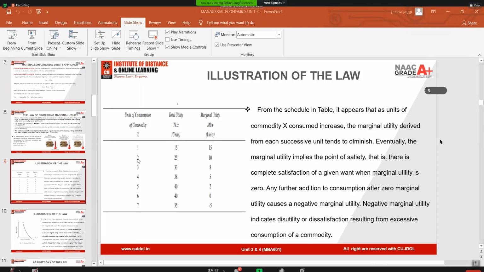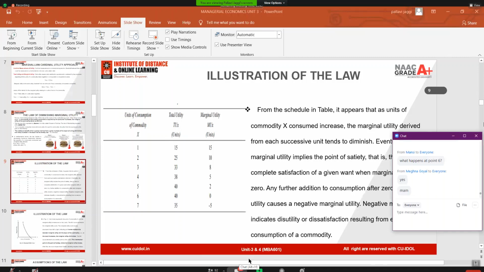So when you are consuming 2 units, the marginal utility is 10. But when we are moving to the third unit, total utility is increasing to 33. So there is a change of 8. So 8 is what? The marginal utility. So marginal utility is basically the addition that is being made to the total utility. I hope this is clear now. Is this clear? Any other doubt related to the cardinal approach and law of diminishing marginal utility?